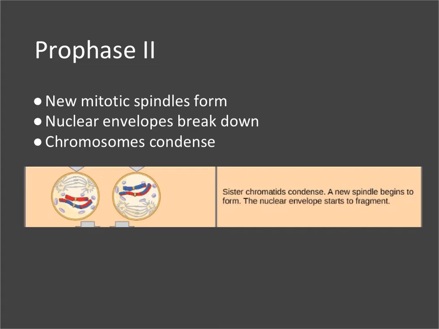During the stage of prophase 2, the same thing that happens during prophase of mitosis and prophase 1, where the nuclear envelope breaks down so that the chromosomes can be released from the nucleus, a new mitotic spindle forms, and the chromosomes condense so that we can now see them.